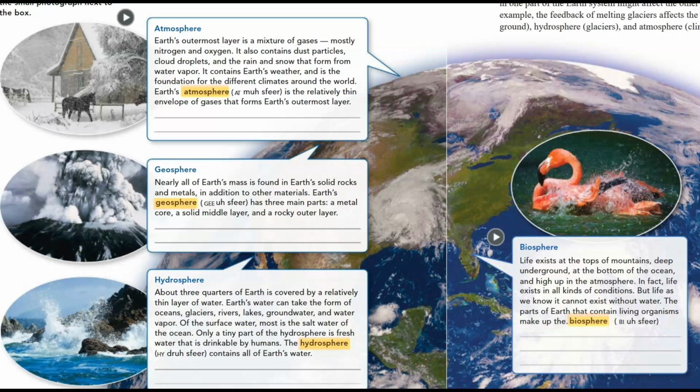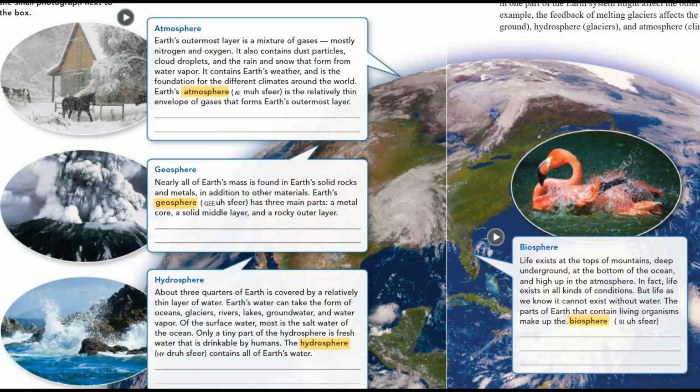We talk about the next picture, geosphere. Nearly all of Earth's mass is found in Earth's solid rocks and metals, in addition to other materials. Earth's geosphere has three main parts: a metal core, a solid middle layer, and a rocky outer layer. In our picture here, we see a volcano, looks like it is exploding. So the rock that's in the geosphere is erupting into where? The atmosphere.